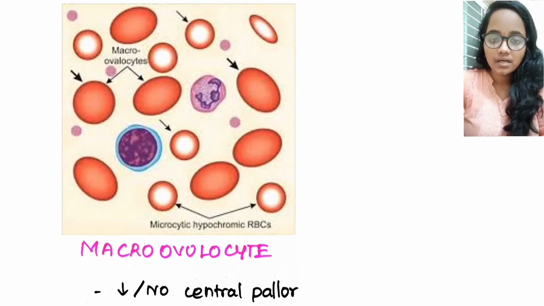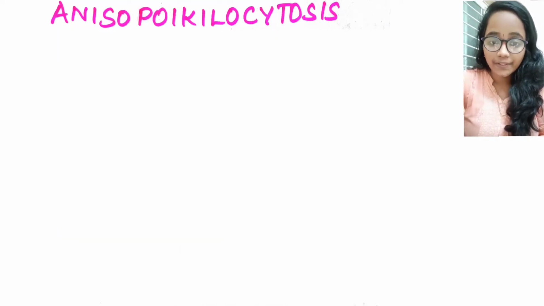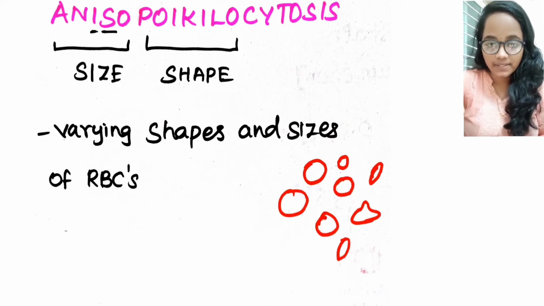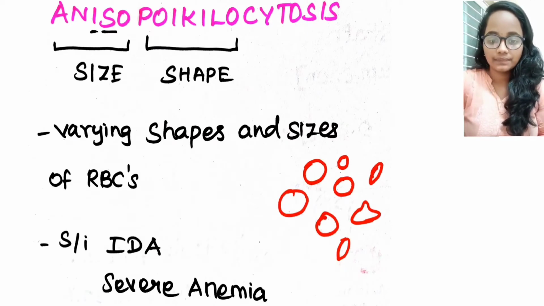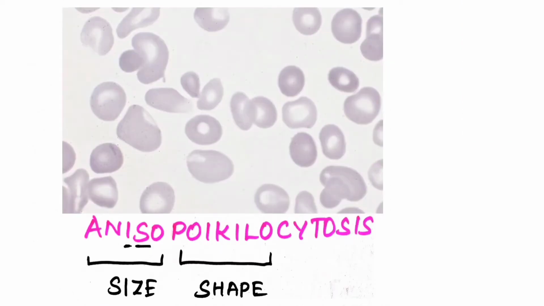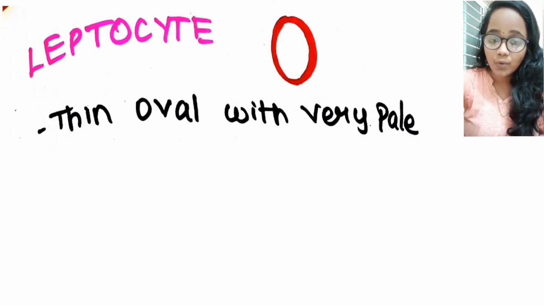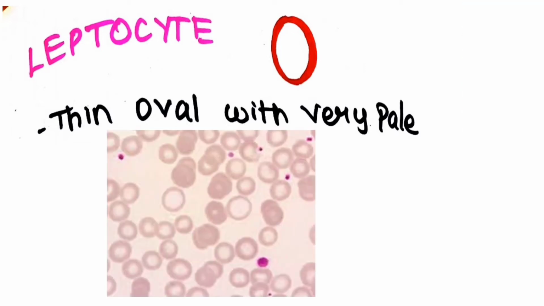Next, anisopoikilocytosis. Aniso means size, and poikilo means shape, so it is variation in size and shape of RBCs. It is seen in iron deficiency anemia and in severe anemia. Leptocytes. Leptocytes are oval in shape, and very pale. Only a thin rim of hemoglobin is present.